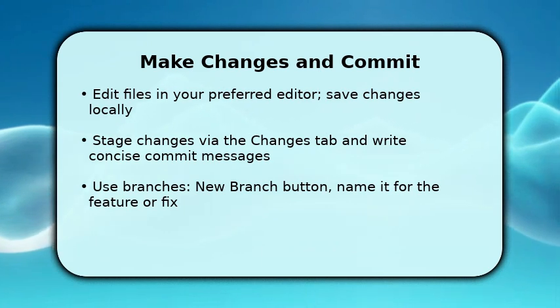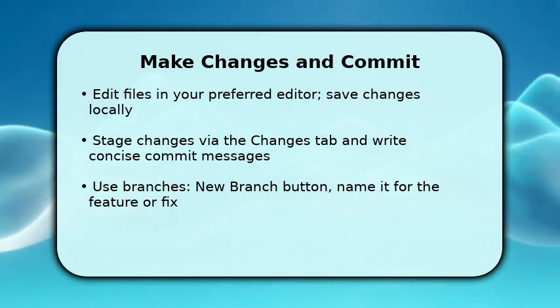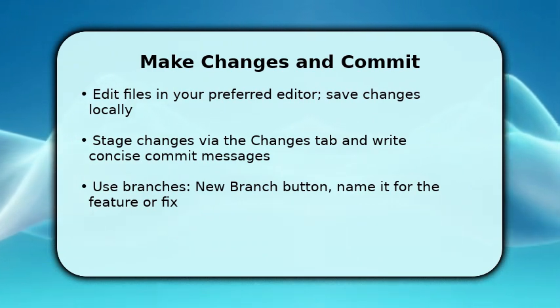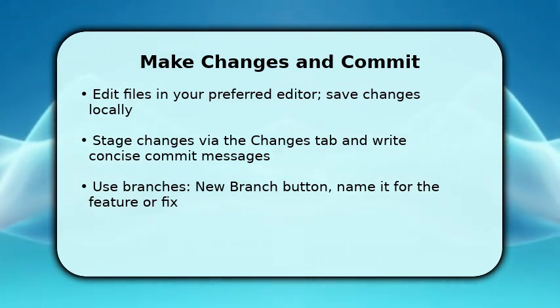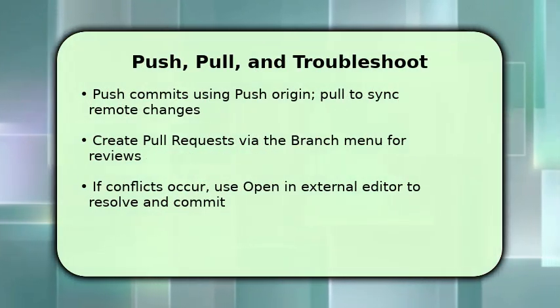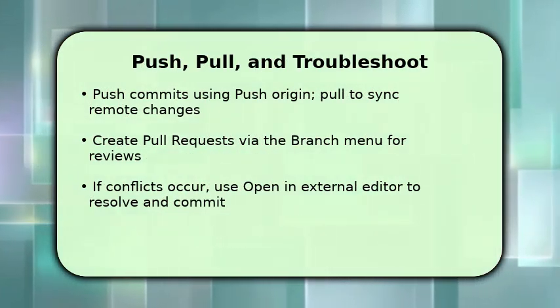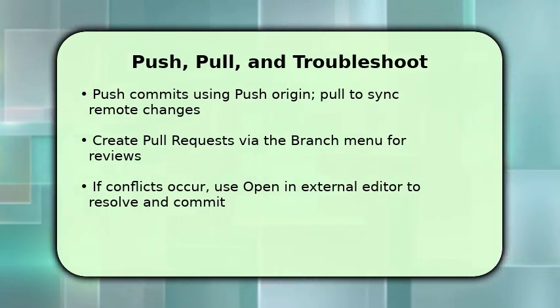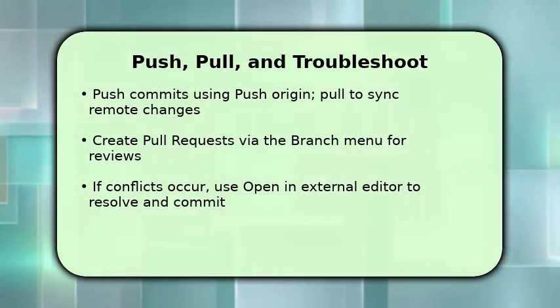Once committed locally, you'll be ready to push the branch to GitHub for collaboration or backup. You should push your local commits with push origin to upload work to GitHub. Make a habit of pulling first to incorporate remote changes and avoid surprises. When ready for review, open the branch menu and create pull request to start collaboration.